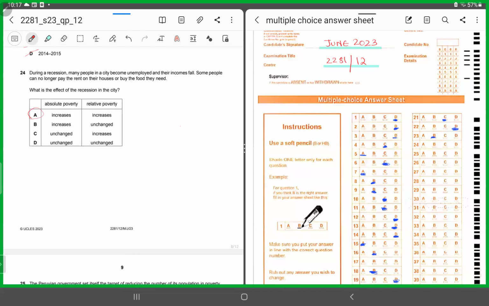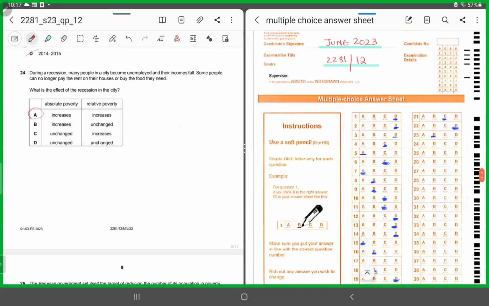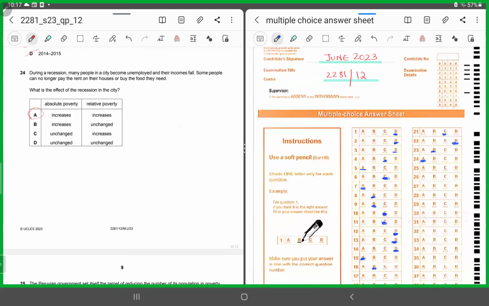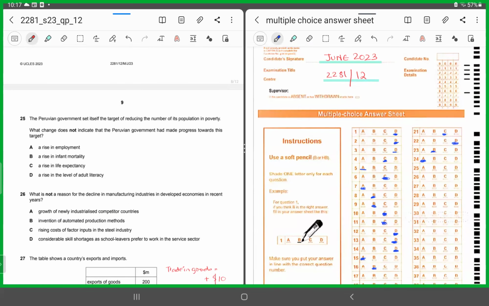All right. 25. The Peruvian government set itself the target of reducing the number of its population in poverty. So it's trying to uplift the people from the poverty level. What change does not indicate that the Peruvian government has made progress towards this target? So out of these options, which option is not indicating that the government has made any improvement towards eradicating poverty or pulling the people out of the poverty level? Which option does not indicate?